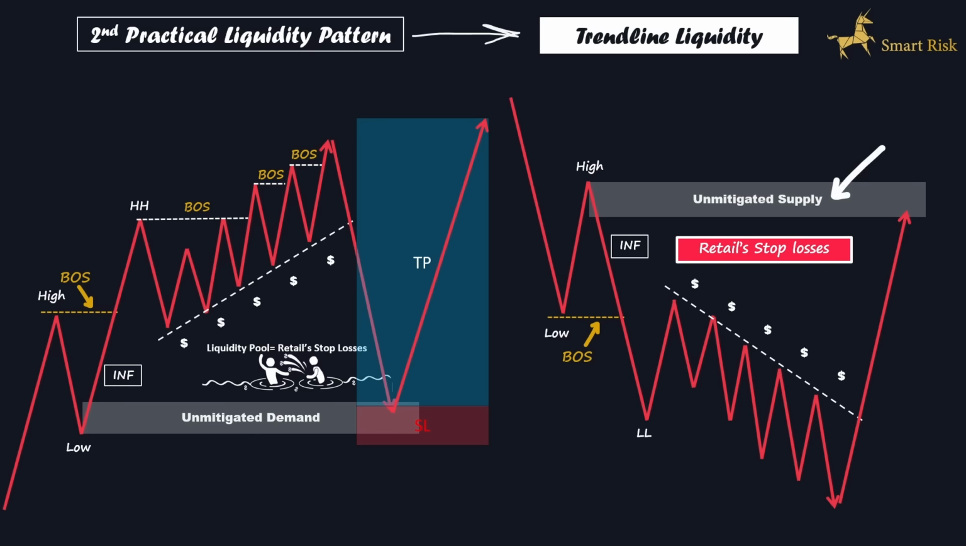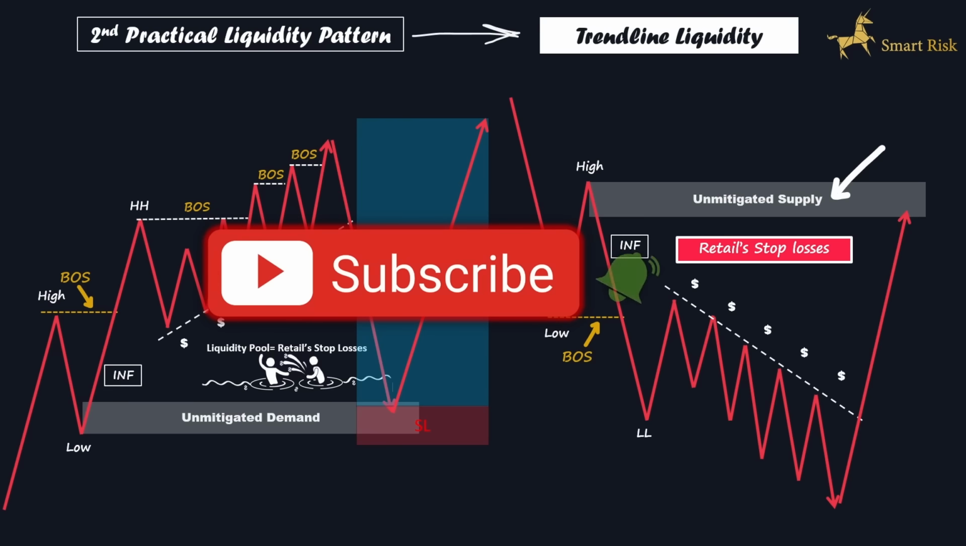After the liquidity from retail traders has been cleared and the inefficiency has been filled, there is a higher likelihood that the price will reverse from the upper supply zone and continue in its dominant direction, in this case, the bearish direction. That's it, traders.